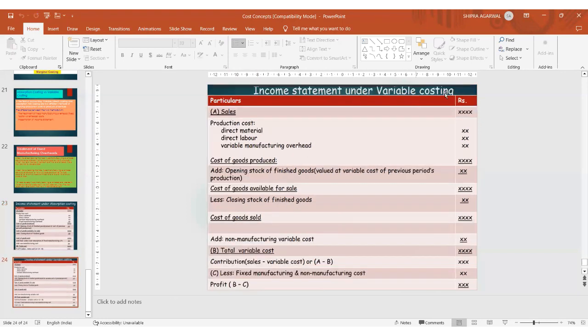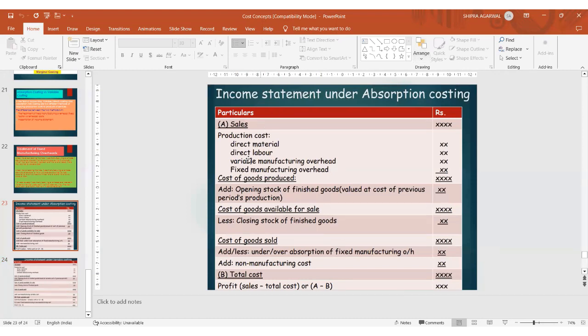Whereas if you talk about the same thing under variable costing, you will see you have only direct material, direct labor, variable manufacturing overheads. And as far as your fixed manufacturing overheads are concerned, that is considered here in the last. So you can see ultimately when you have to calculate your total cost, when you have to calculate your total profit, when you have to show your income statement, both things are taken care of in both methods. The only thing is where you have to consider it. In case of variable costing, in production cost, you will not show your fixed manufacturing overheads. You will show it here in the end. Whereas in case of absorption costing, you show your fixed manufacturing overheads as a part of production cost, right?